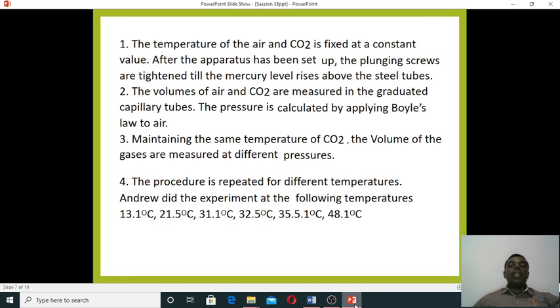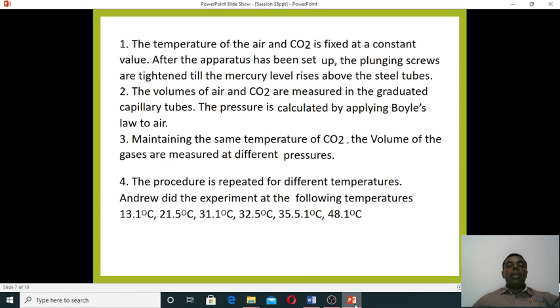After the apparatus is set up, the plunger screws are tightened till the mercury level rises above the steel tubes. The volume of the air and the carbon dioxide is measured in the graduated capillary tubes. The pressure is calculated by using Boyle's law for air. Maintaining the same temperature for carbon dioxide, the volume of the gas is measured at different pressures. The process is repeated for different temperatures.